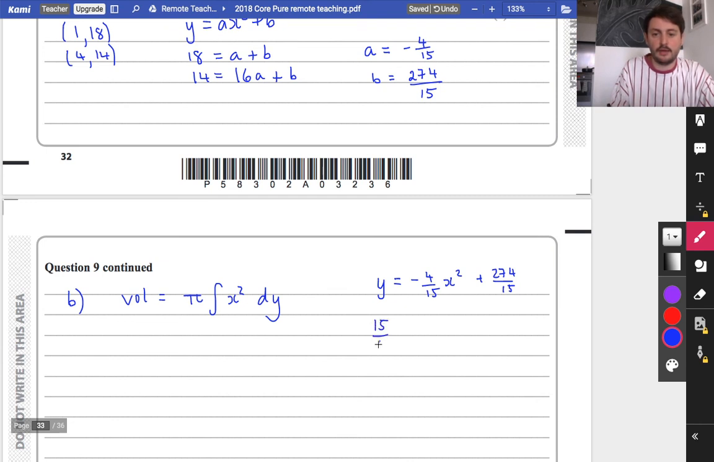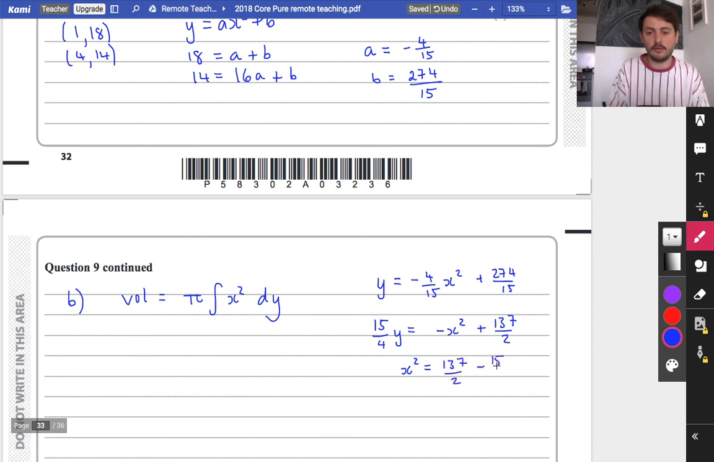So that's 15 over 4y equals minus x squared. And then I'm going to do that multiplied by 15, but I can just get rid of the 15 and divide by 4, which is 137 over 2. So when I rearrange this, x squared is equal to 137 over 2 minus 15 over 4y.